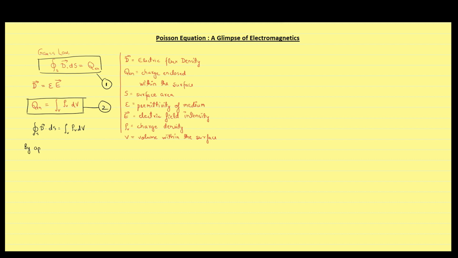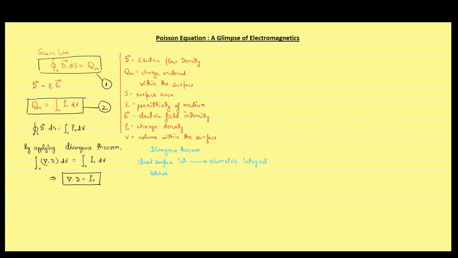By applying divergence theorem, we can write the above equation to be in the form like this. Therefore, we can write divergence of electric flux density to be equal to charge density. By applying divergence theorem, closed surface integral is converted in volumetric integral, and by Stokes' theorem, closed line integral is converted into surface integral. These two theorems are very important in electromagnetic theory, and you might also study these theorems in integral calculus.